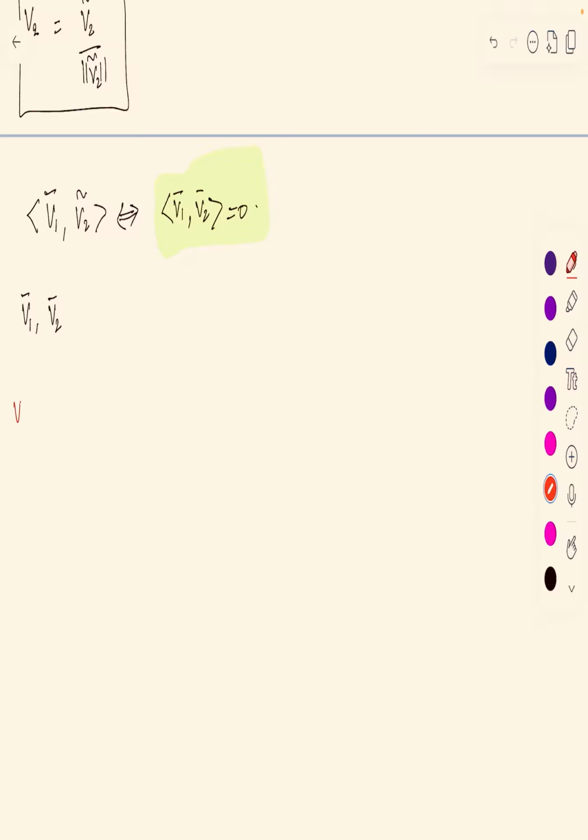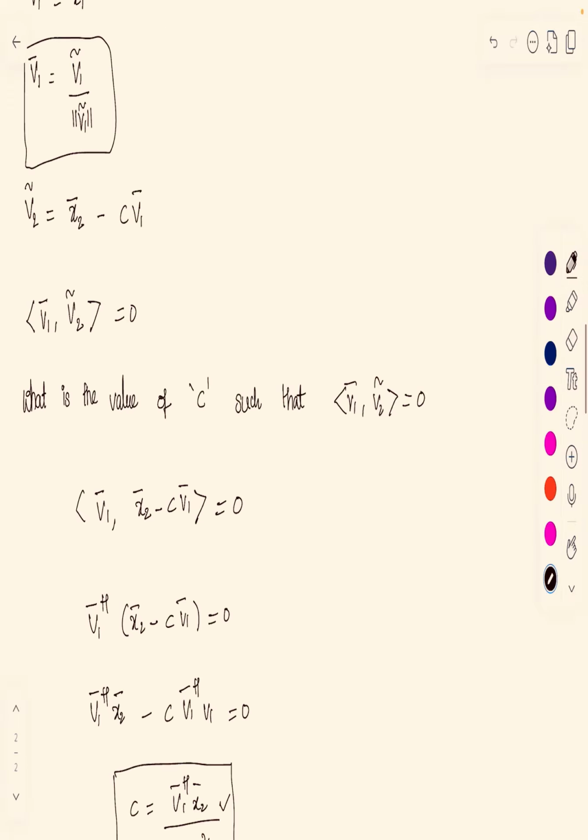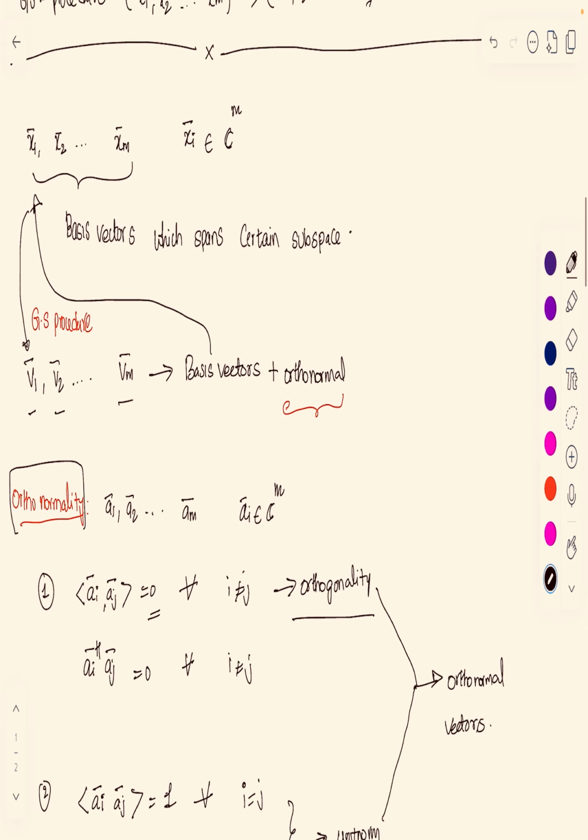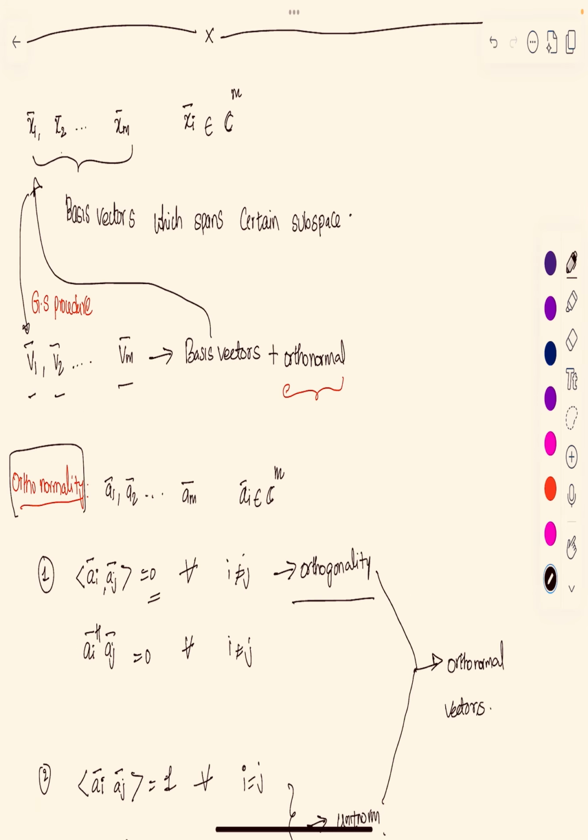So let's go for V3 bar. Again, straightforward. One important thing to notice is that the basis vectors that we started with, x1 bar, x2 bar, and so on up to xm bar, are not orthogonal, meaning there is interdependency between these vectors. They can be orthogonal, but there is no restriction that they have to be orthogonal.